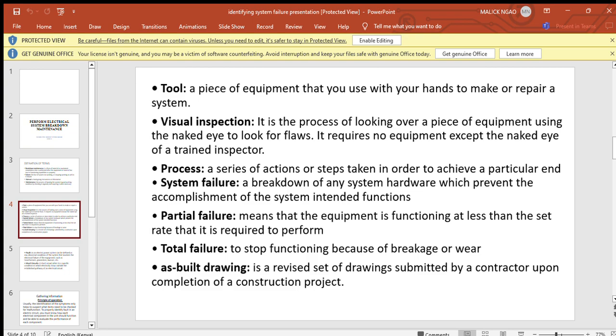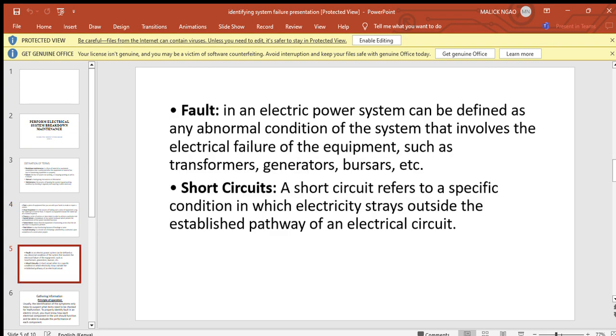Under partial failure, it means that an equipment is functioning at less than the set rate that is required to perform its operation or functioning. And system failure is the breakdown of any system hardware which prevents the accomplishment of the system's intended functions.